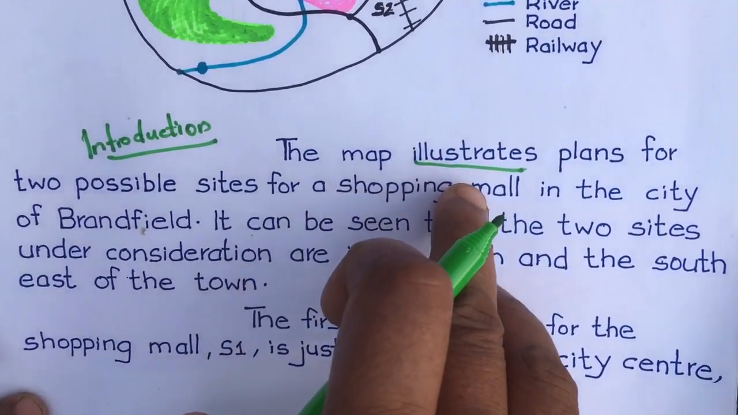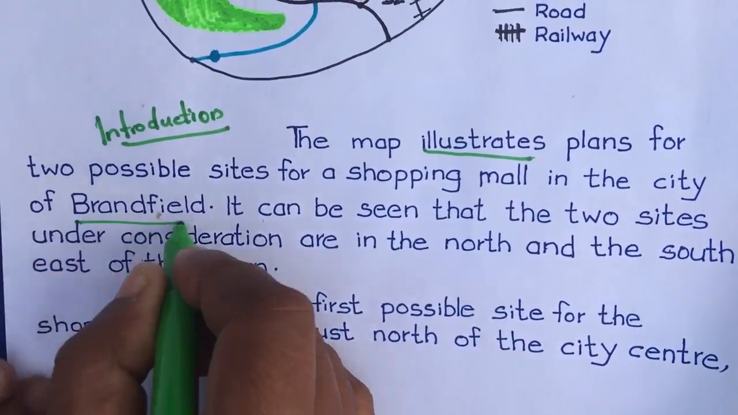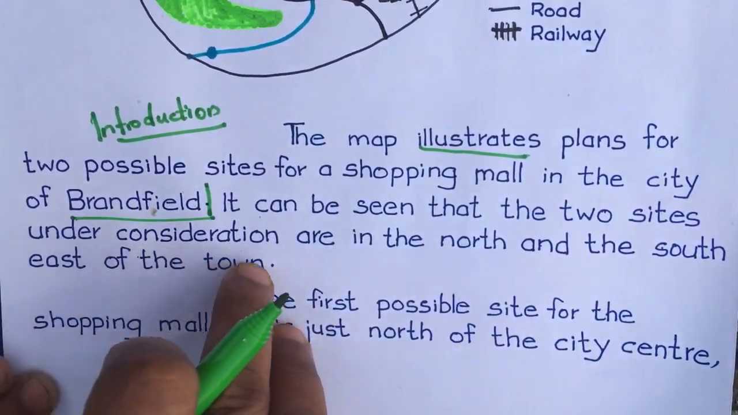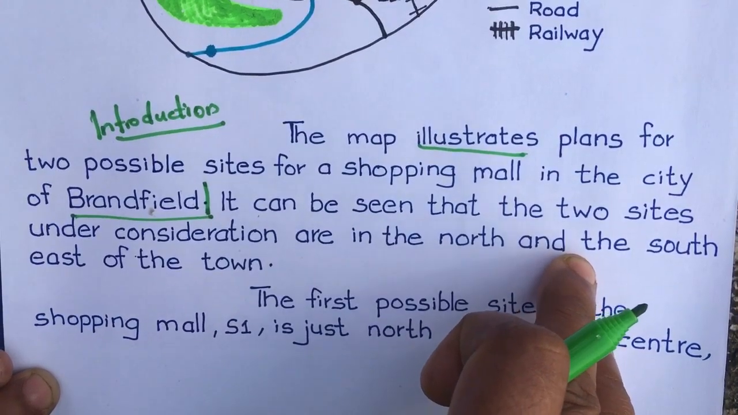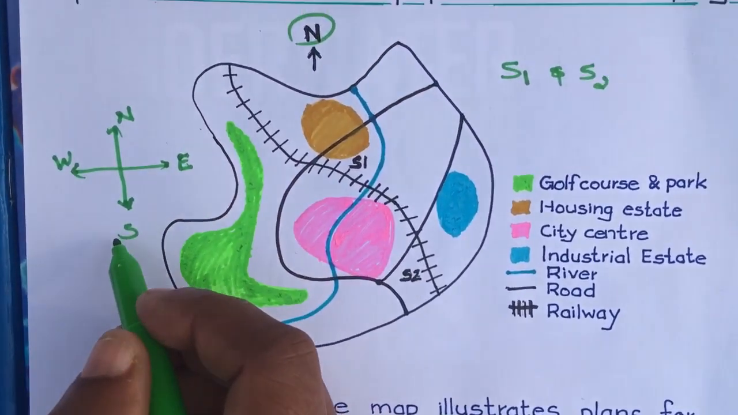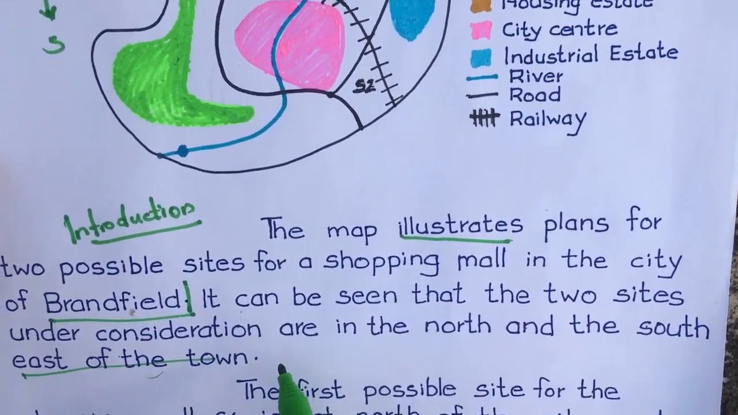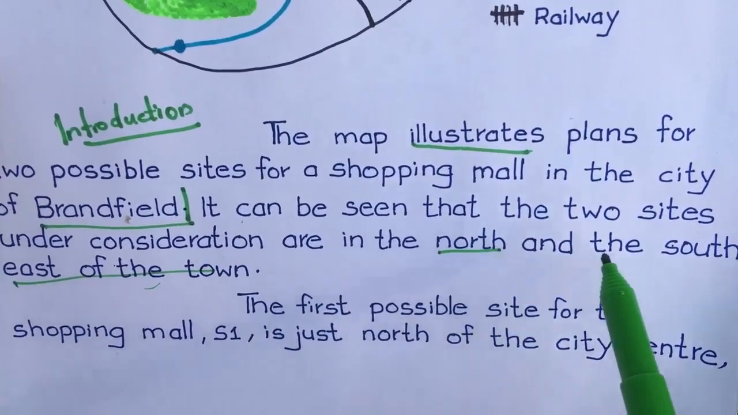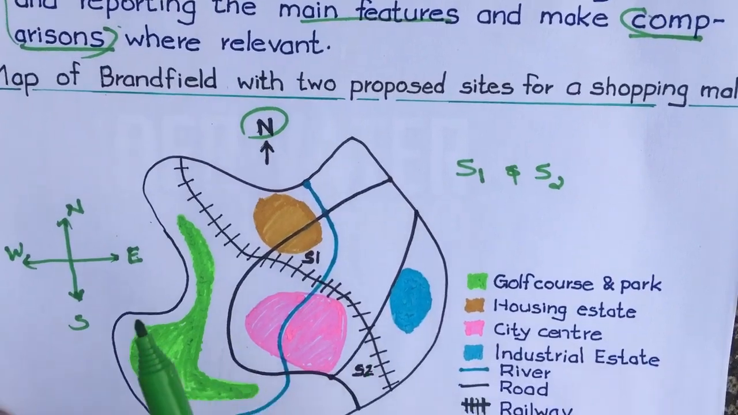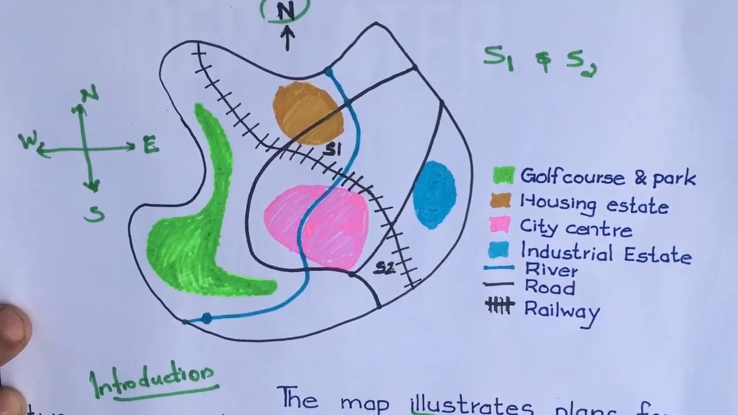So here I have written: the map illustrates plans for two possible sites for a shopping mall in the city of Bradfield. That exactly explains the content of this particular map. It can be seen that the two sites under consideration are in the north and southeast of the town. This is the reason I have used north, south, east and west. You got it? So always try to use the location with the help of north, south and the diagram. Got it? And then next.